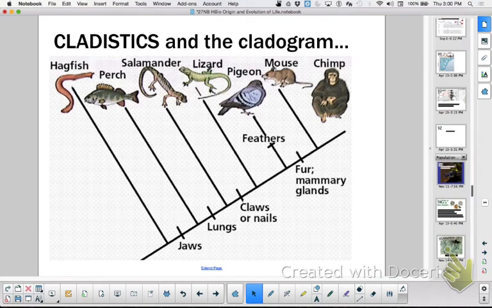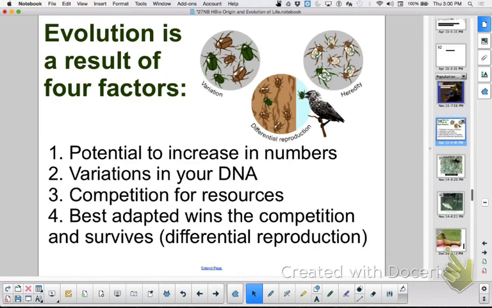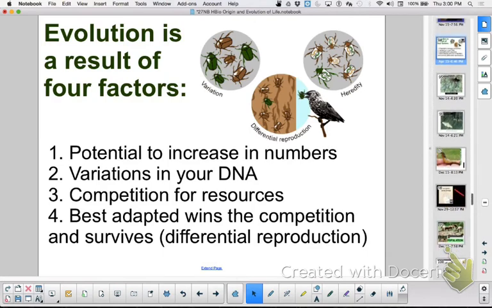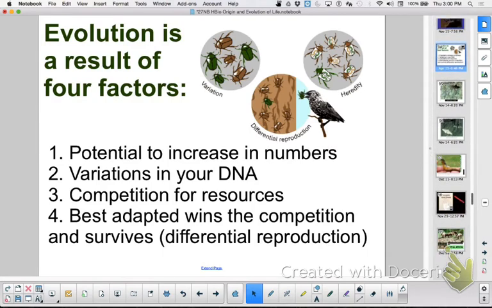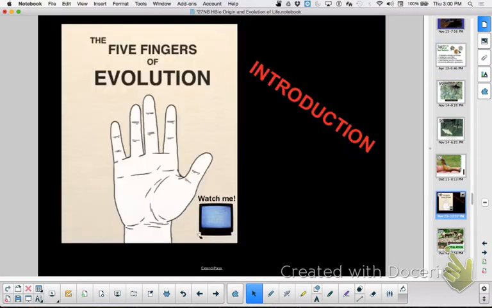Okay, now I want to talk about, we talked about micro and macro evolution. Which one has a new species? Macro. Okay, good. So then we talked about the 5 fingers of evolution, what causes change. Remember that? What was the pinky?